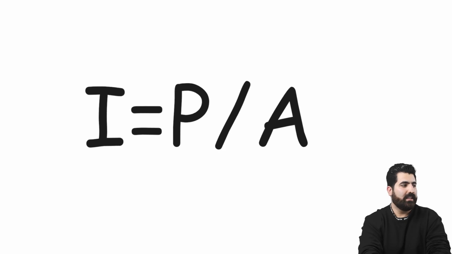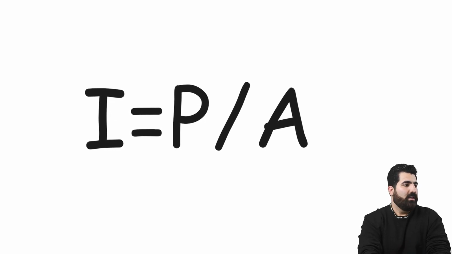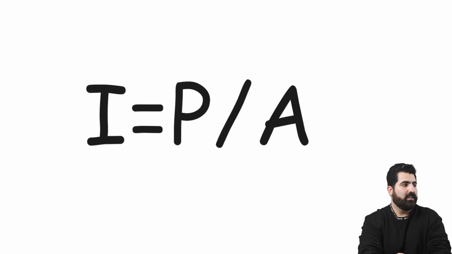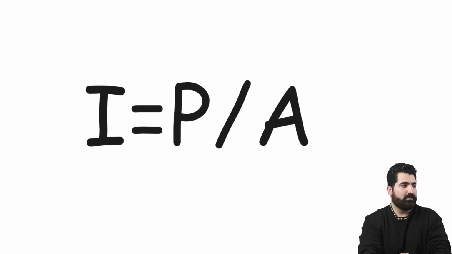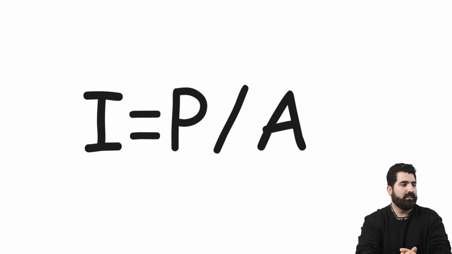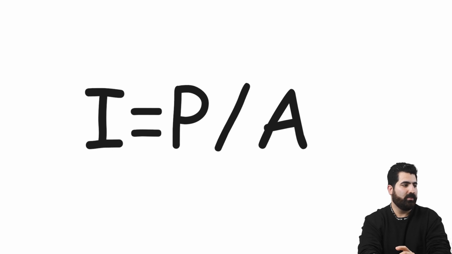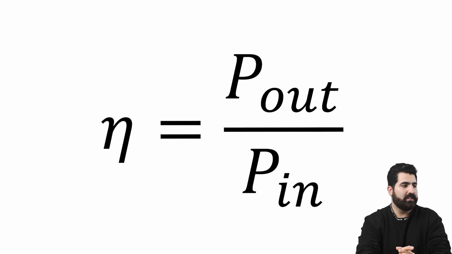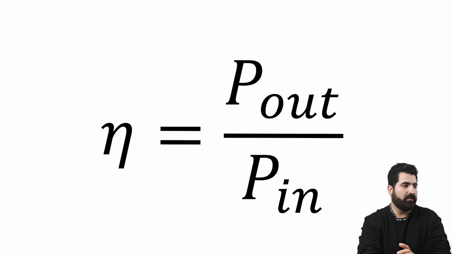Now we investigate the energy saving estimation. Here we must consider some equations. The solar irradiance, we can define it as I, that is equal to P divided by A. P is solar power and A is area. And we can define light transmission efficiency as eta, that is equal to P out divided by P in.